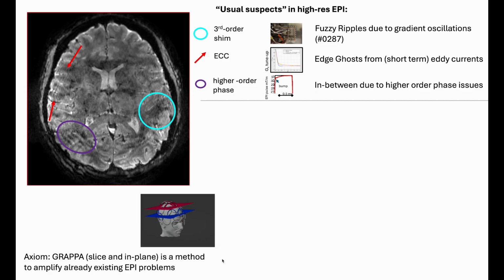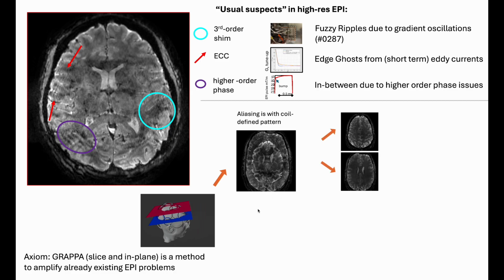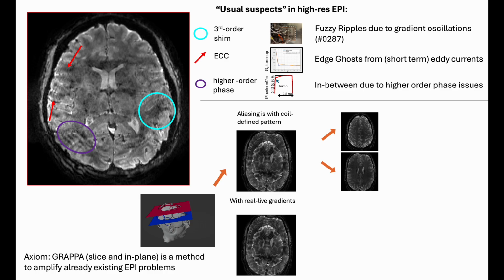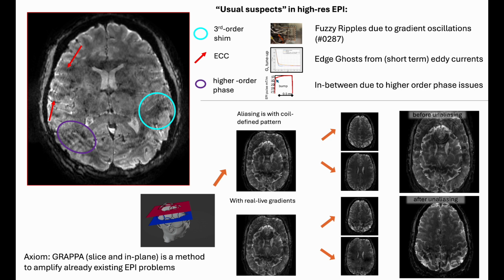Namely, GRAPPA is an idea that works by deliberately causing ghosting artifacts and then unaliasing those ghosts based on the different coil sensitivity patterns. This means, however, that when you have these tiny additional unknown ghosts in the base image, GRAPPA chokes and amplifies artifacts, resulting in those fuzzy ripples over here. So, better visible here, tiny ghosts in the base image result in huge ghosts and artifacts in the unaliased image later, especially for large GRAPPA values.